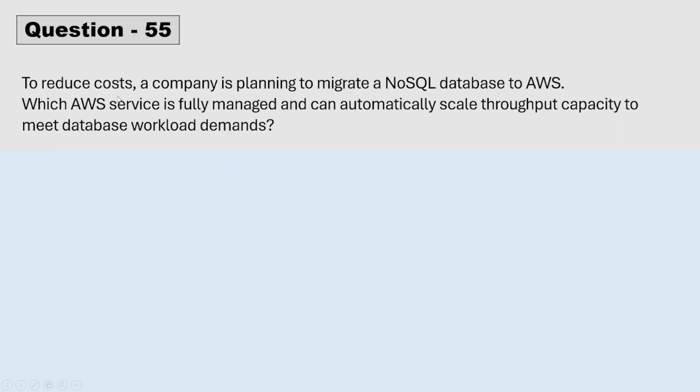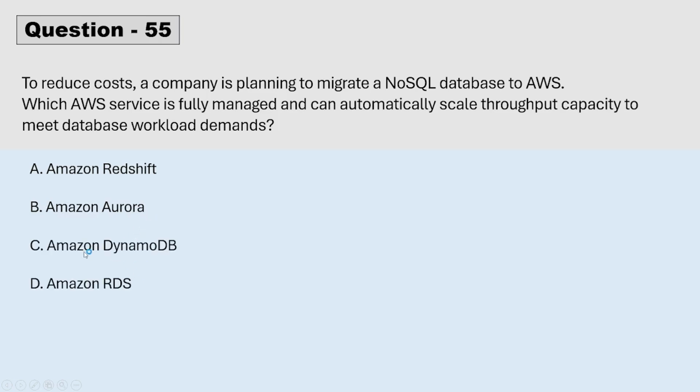Now question number 55. To reduce cost, a company is planning to migrate a NoSQL database to AWS. Which AWS service is fully managed and can automatically scale throughput capacity to meet the database workload demands? Here are the options: Amazon Redshift; option B, Amazon Aurora; option C, Amazon DynamoDB; option D, Amazon RDS. You can take your time to guess the correct answer.